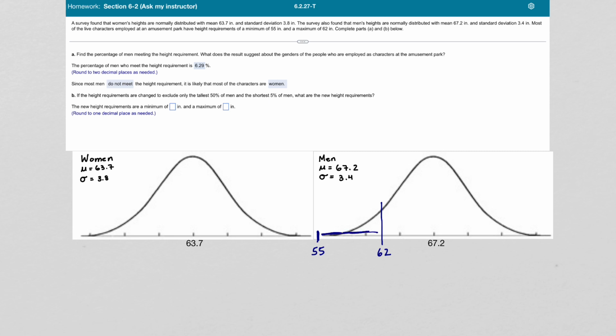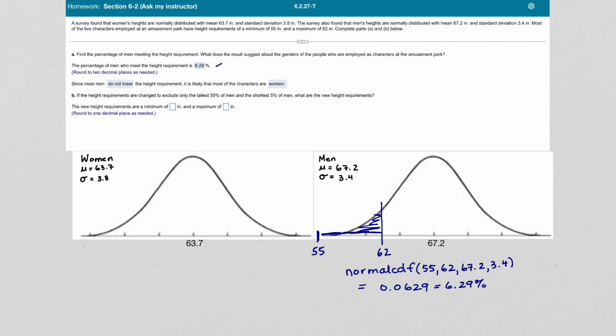What we're trying to do is find the area under the curve between those two values. So how we do that is we calculate normal CDF, put in our lower and our upper limits, or the left and right hand limits, and then the mean, and then the standard deviation. And when we calculate this, we get 0.0629, which is 6.29%.